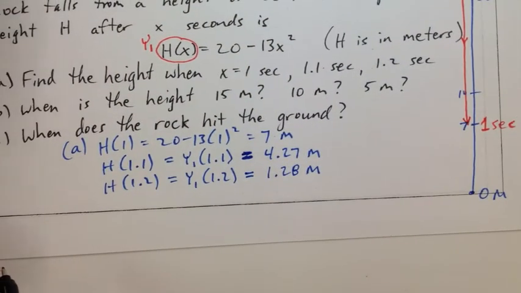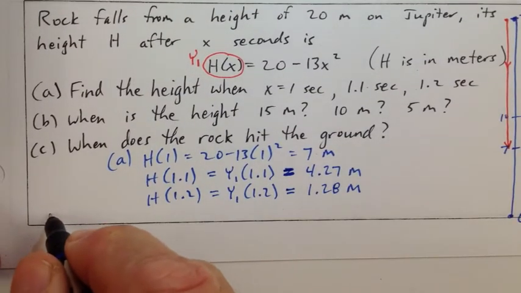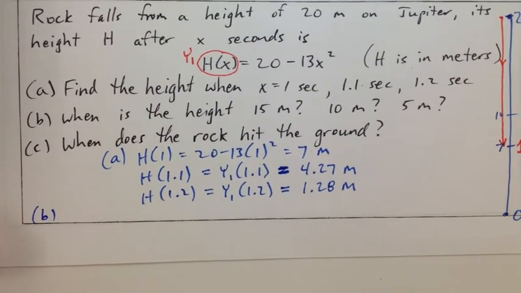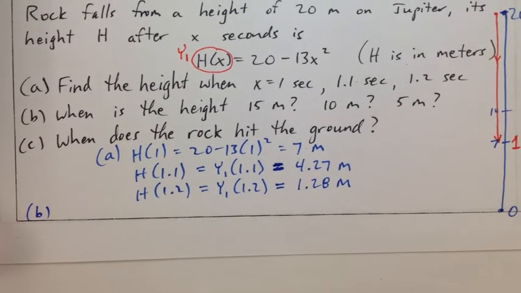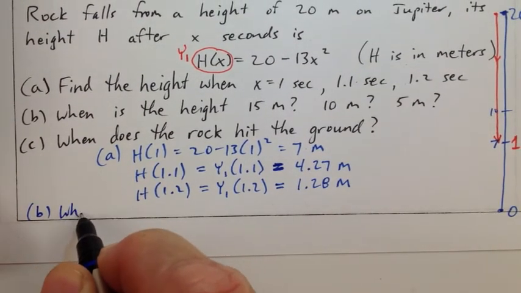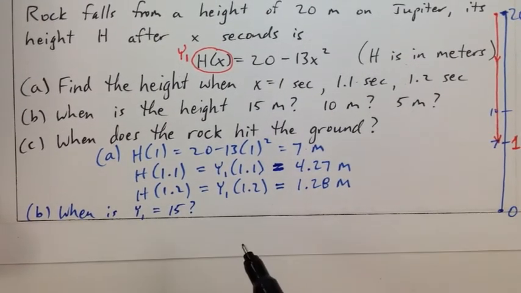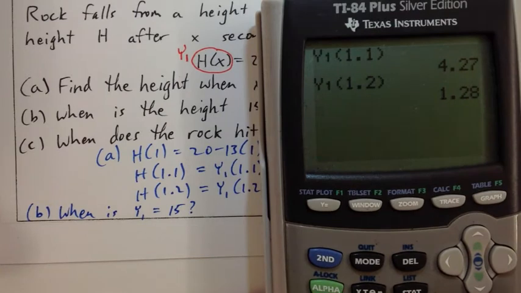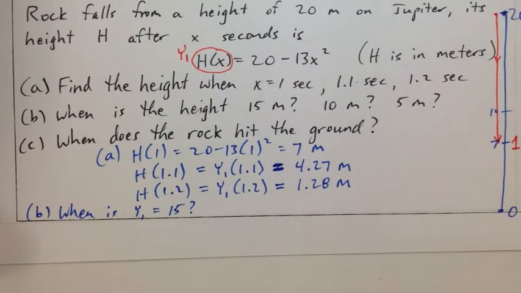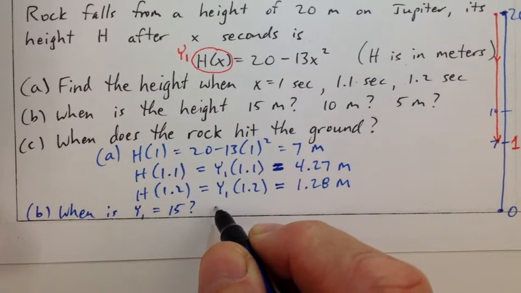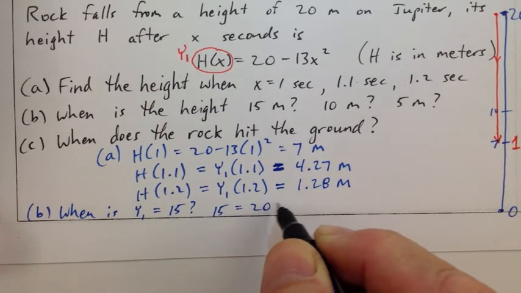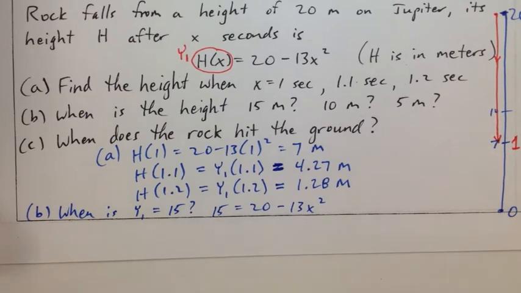All right, let's look at part B. How can we do this? The solution for part B, again, we're running out of room. When is the height 15 meters? Well, when is y1 equal to 15? We want to know the x now. Here's a little trick for you. If we want to know the x when y1 is 15, then we have to solve this equation: 15 equals 20 minus 13x squared. We have to solve that because then we'll be able to find the x when the y is 15.